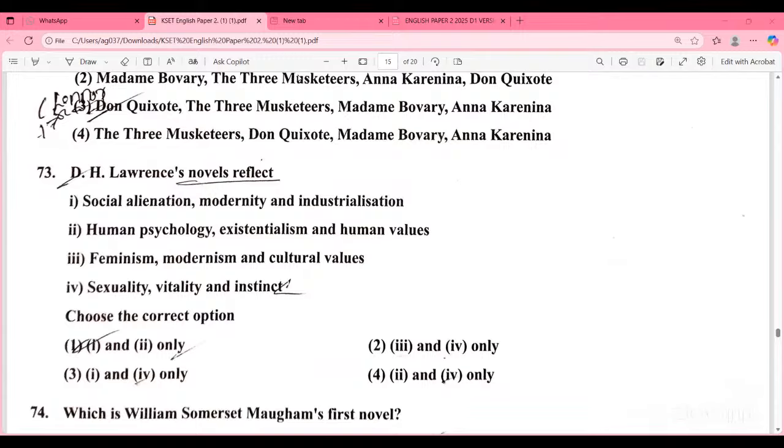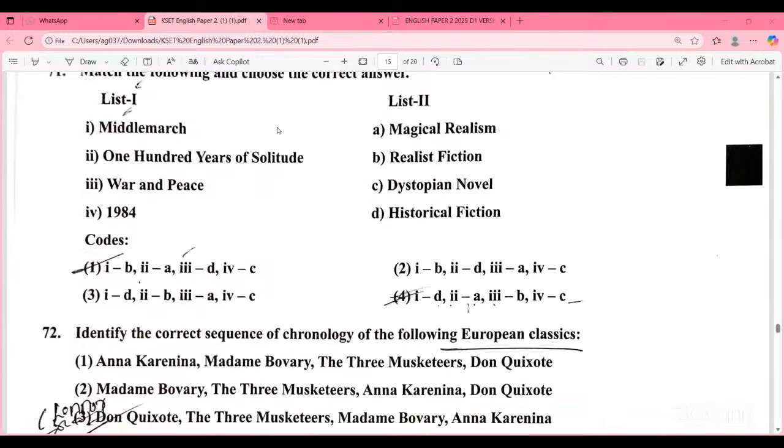What are you asking, Amina? The following correct option. Match the following. You are asking this one. This one, Amina, Middlemarch. Are you asking this one? Middlemarch, 100 Years of Solitude. This one, Amina?